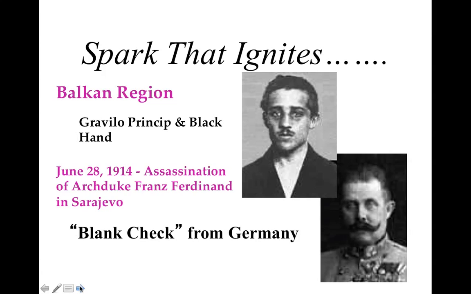And so again, we see this powder keg sets off the catalyst with Gavrilo Princip assassinating the Archduke Franz Ferdinand. So the war begins. Germany will invade Belgium, following a strategy known as the Schlieffen Plan.